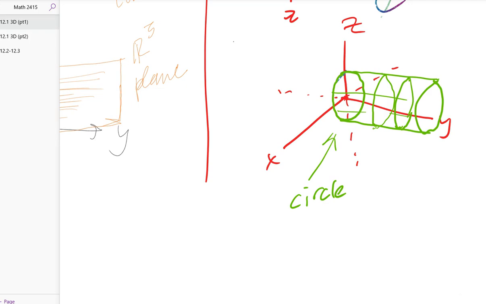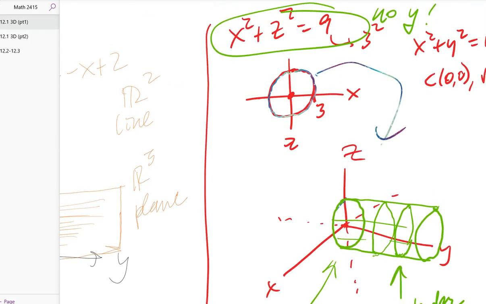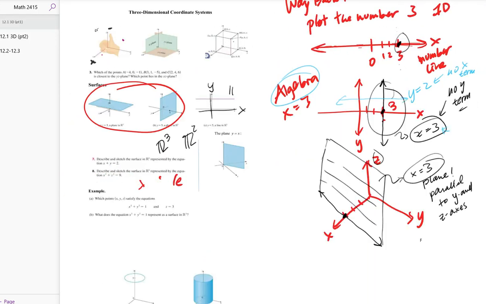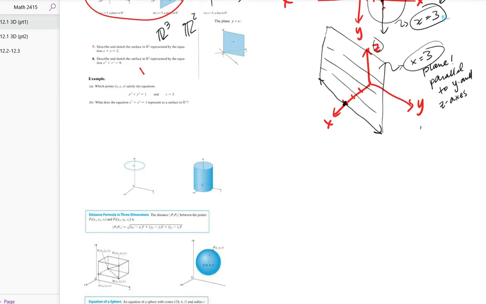All right, so what is this called? This is just a cylinder. So what you didn't know in your algebra class was when you drew a circle, it was just part of a cylinder. And there you have it. So now let's go back to the page and let's see what else we got to do in this section.